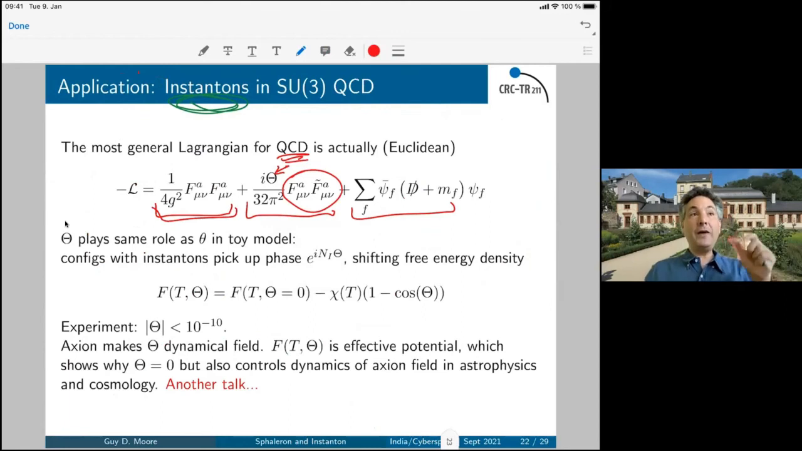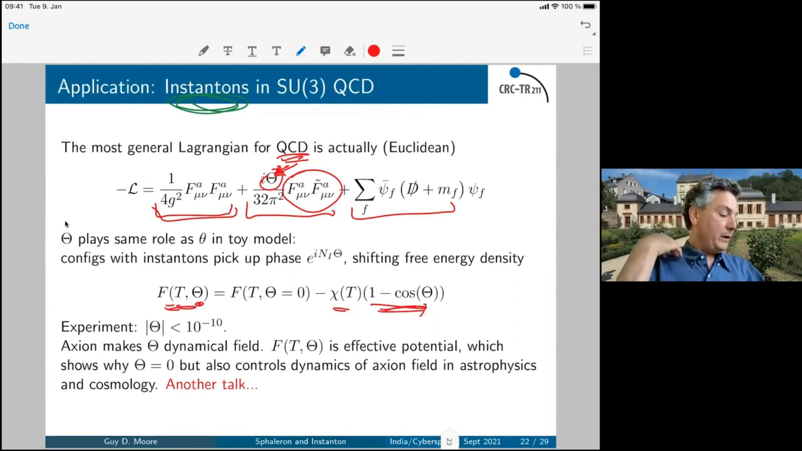It gives an extra phase when one of these transitions happens. And if this phase is 0, then you have the lowest vacuum energy. And so the free energy cares about the value of this theta, and the topological susceptibility, which we saw in Maria Paola Lombardo's talk, is essentially how much the free energy cares about the value of this theta. It's approximately the coefficient on a 1 minus cosine theta term in the free energy as a function of this theta.